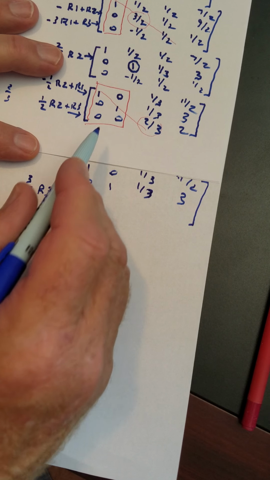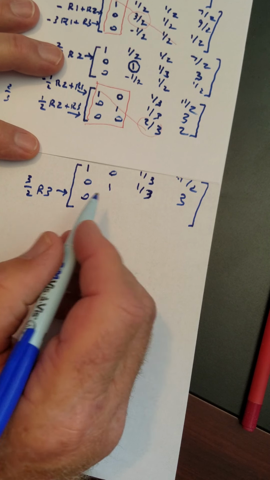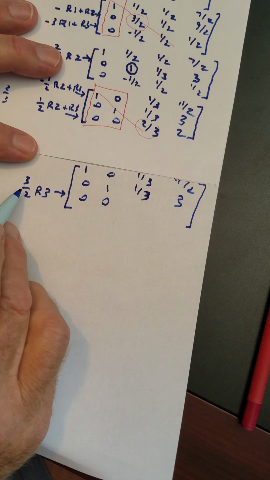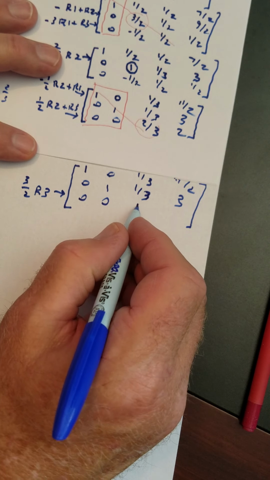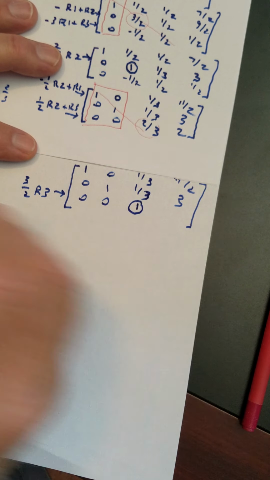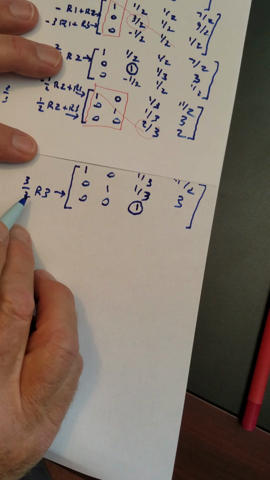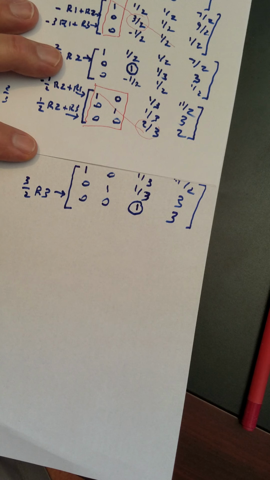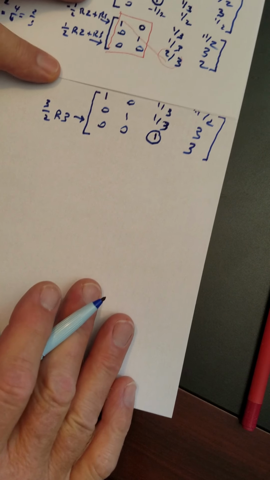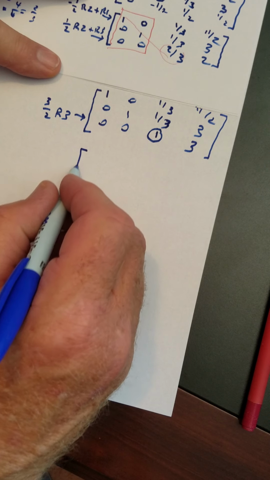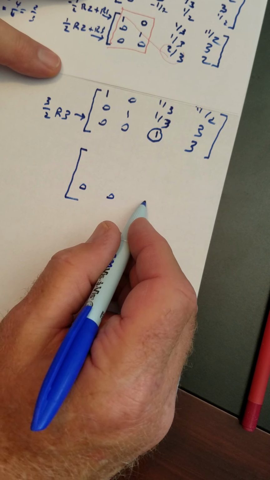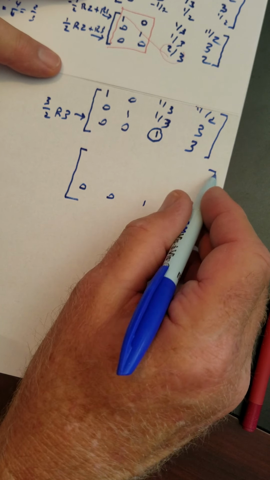3/2 times 0 is 0. 3/2 times 0 is 0. 3/2 times 2/3 is 1. And that's going to be my pivot for the third column. And 3/2 times 2, the 2's drop out, and that's going to be 3. Okay, I should have one more step. The bottom is done.